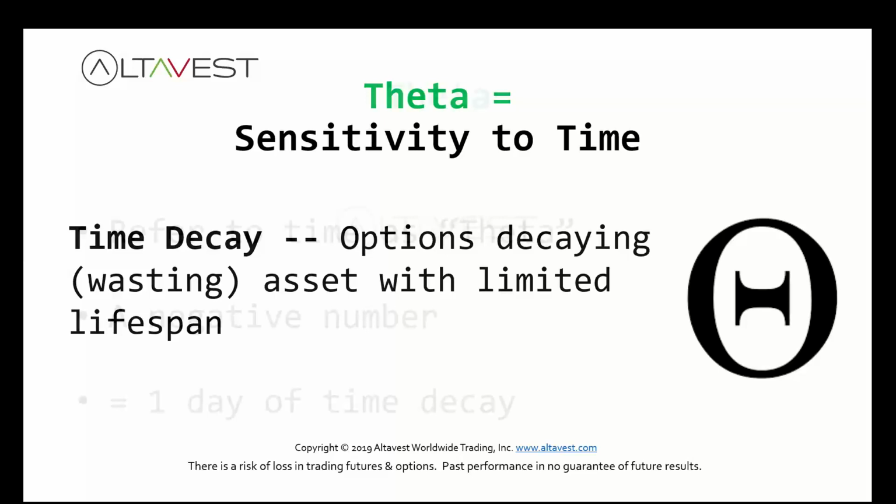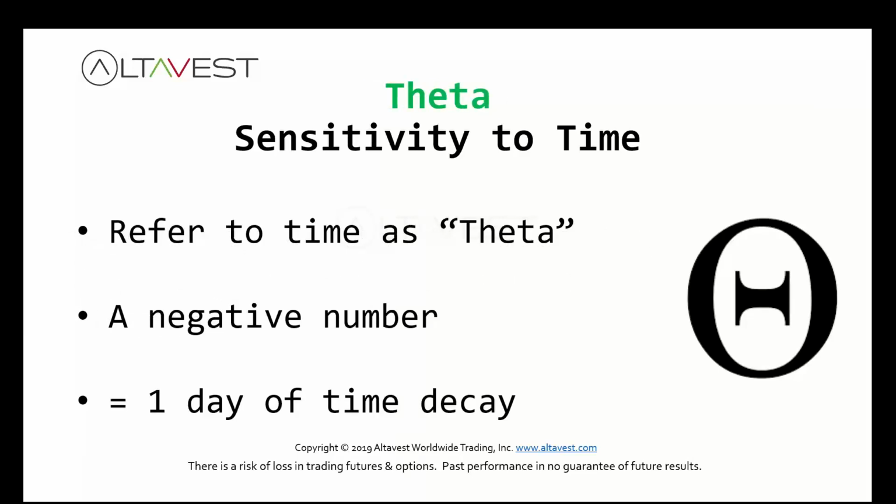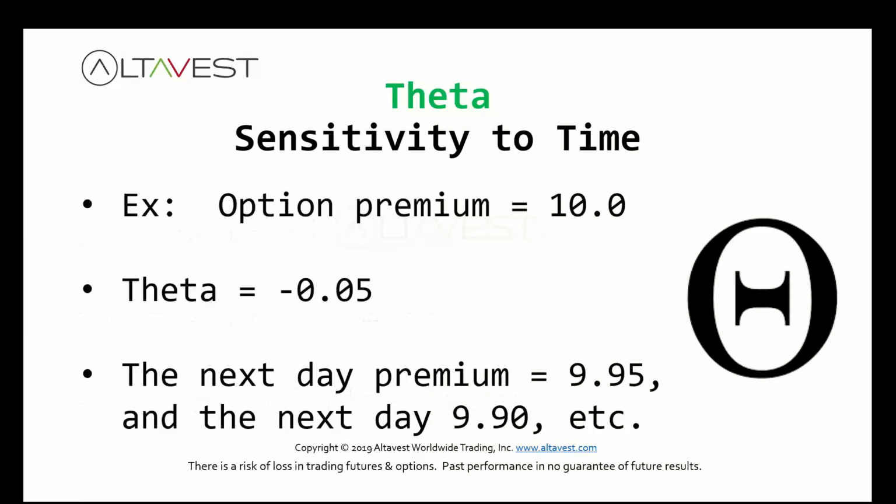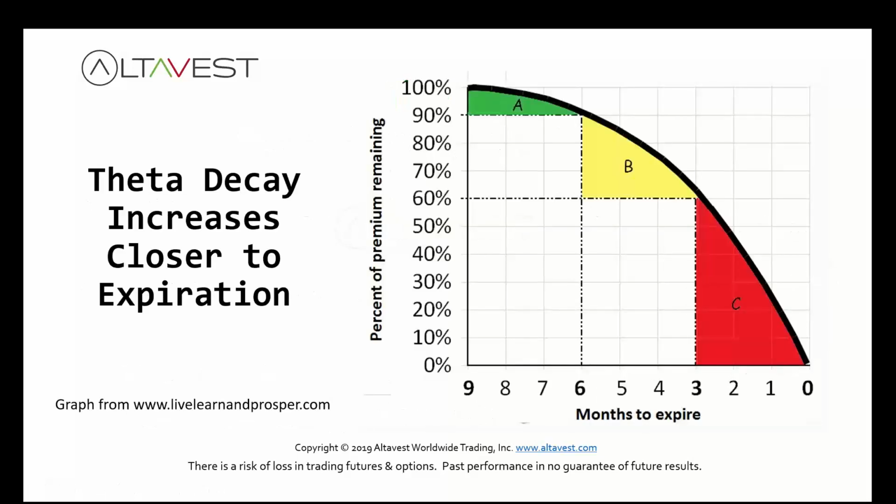Theta decay really refers to time, as a negative number equaling 1 day of time decay. So if your option's at 10 points, theta is negative 0.05. The next day, the premium would drop from 10 to 9.95, and the next day after that, 9.90, etc. That's what it looks like. As you approach time zero, the percent of the premium starts to drop off and off and off.